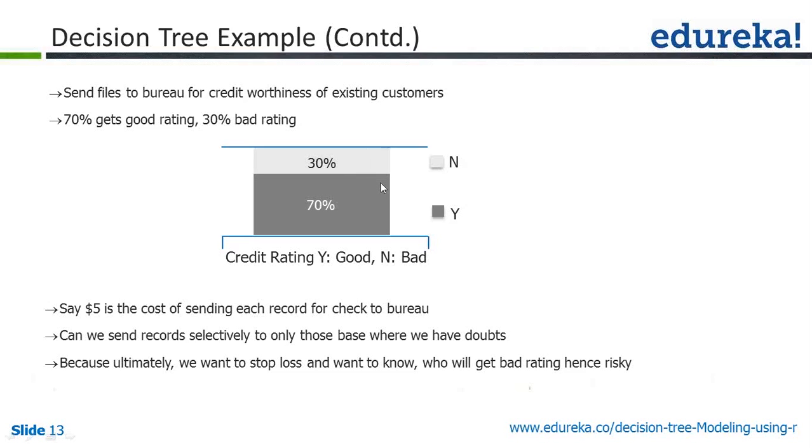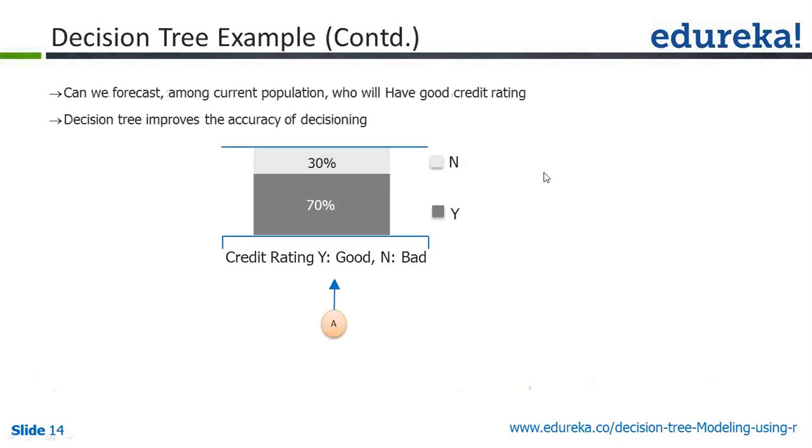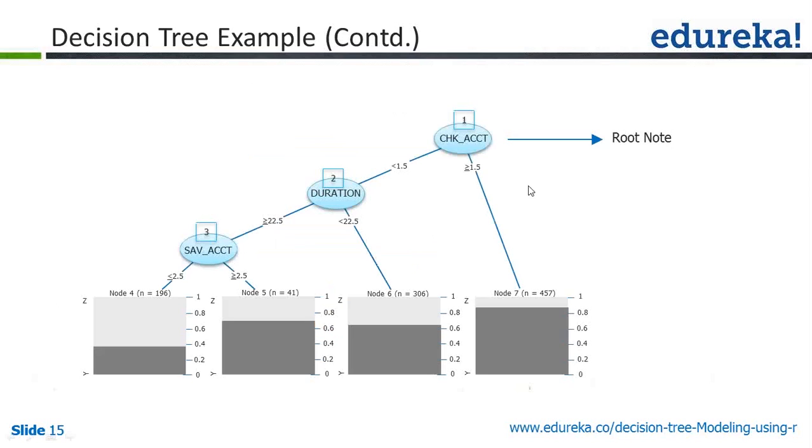Can you save it? Can you send the record only to those guys for whom you suspect they will be negative? Or can you do something? So let's see how we took it. So what you are doing is, you started and you made a decision tree.